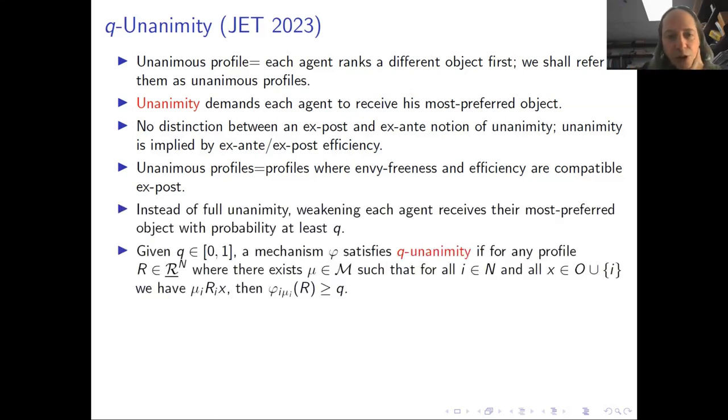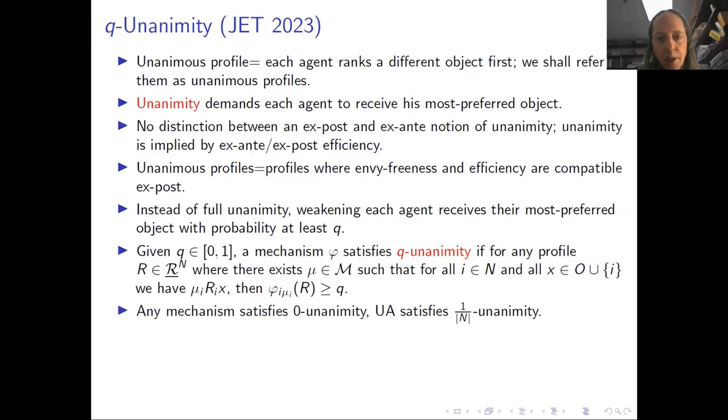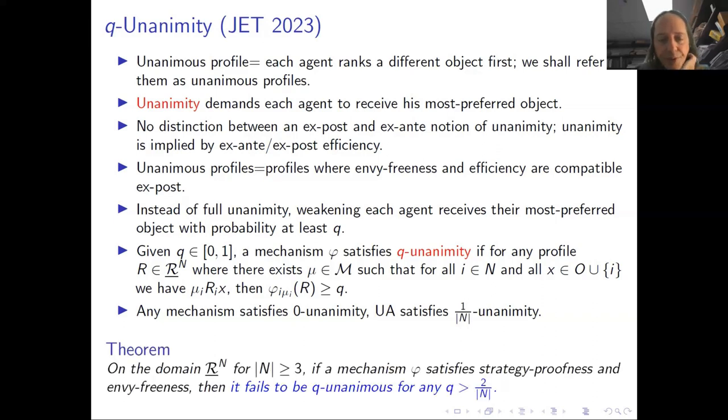But instead of full unanimity, we just require Q-unanimity. This means that for any unanimous profile, I should get my most preferred object with probability greater than or equal to Q. And in mechanism theory, the uniform assignment satisfies 1/n. And this is the result of the paper.